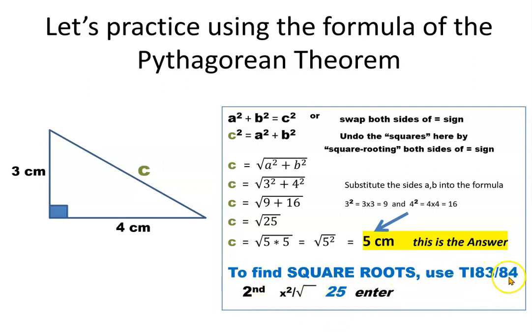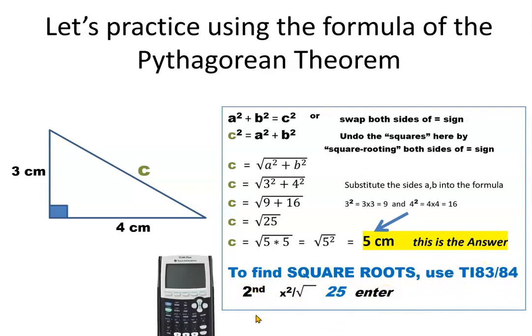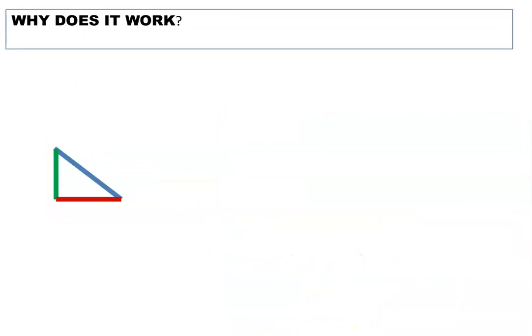We use the TI-83/84, which looks like this. The second key is this blue key up here. The x squared, which also has a square root on it, is right in here. You press that key, type in the number you want, hit enter, and voila, you'll have your answer.